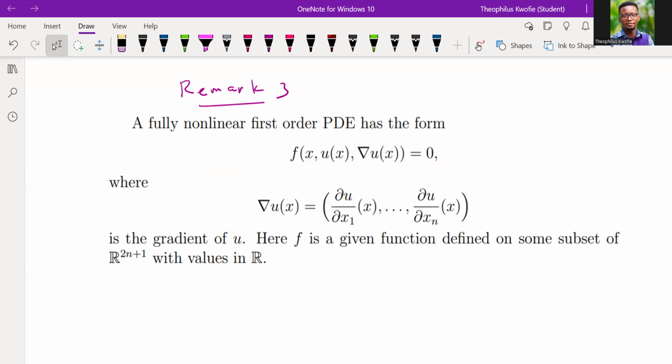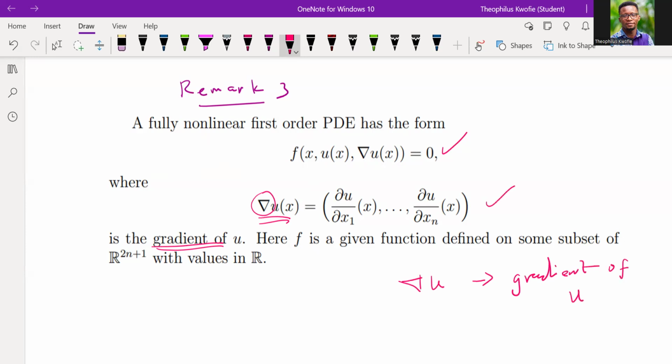All right, so a fully nonlinear first order PDE has the form this, okay? Now we said that this is defined this way, okay? So we said that this is the gradient of U. We call this one the gradient. So let's take note of that. We said that when we have something as this, we said it is the gradient of U, and we define it this way. Is that okay? Good.